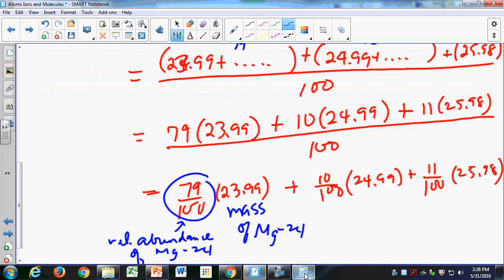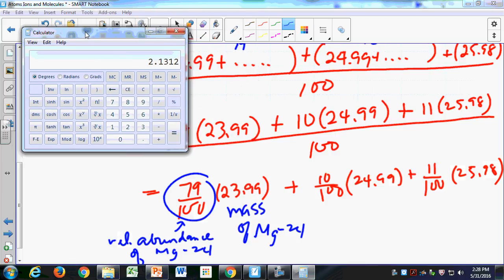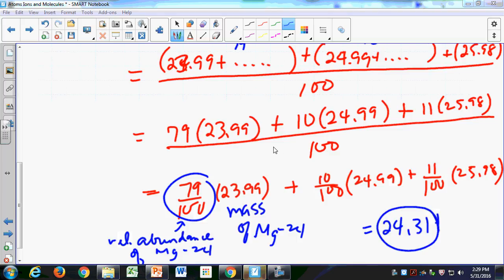Let's go ahead and do that with a calculator. So I'm going to say 79 over 100 is 0.79. So 0.79 times 23.99 plus 10 over 100 is 0.1 times 24.99 plus 11 over 100 is 0.11 times 25.98. That gives you 24.31. So that is the average mass of atoms, magnesium atoms, in a naturally occurring sample of magnesium.